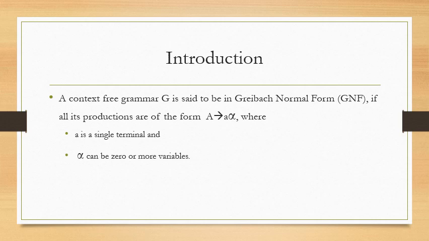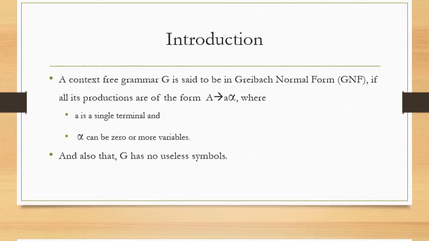As an example, I can have A can be small a, which is in GNF. A can be small a followed by capital B, which is in GNF. And also A can be small a, capital B, capital C. So a single terminal should be present at the first, followed by any number of non-terminals. And also the grammar should not have any useless symbols.